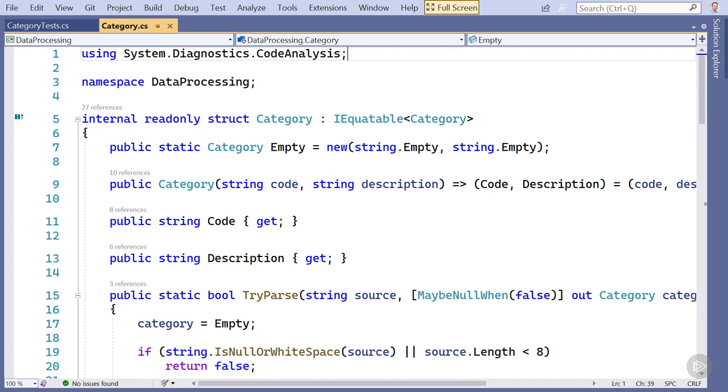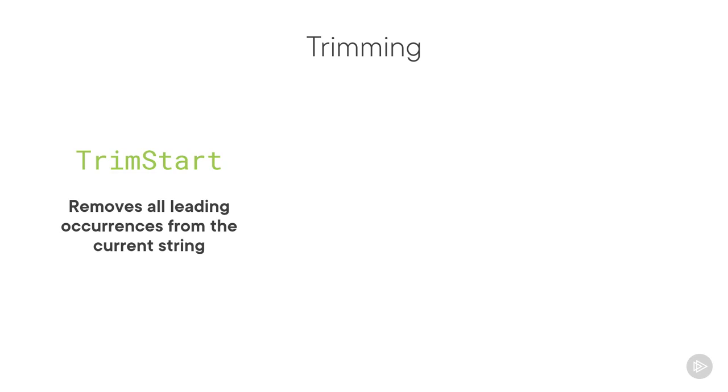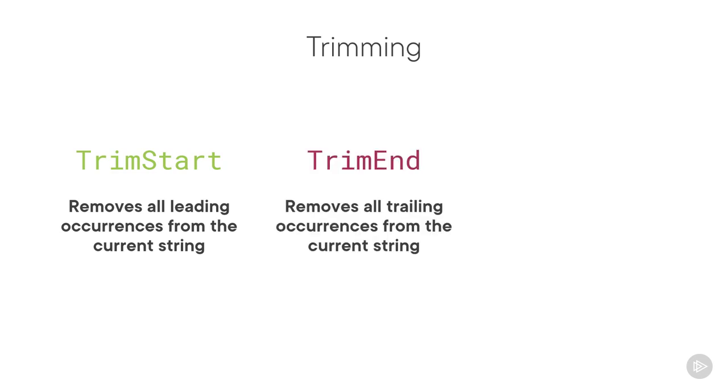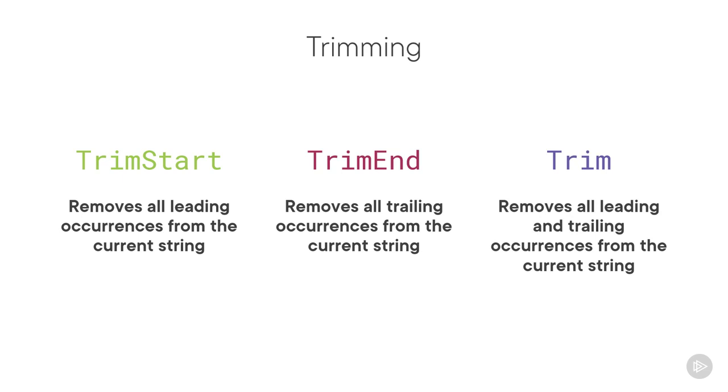One of the most convenient ways to strip whitespace from strings is to use trim methods. There are three related trim methods we can call on a string instance. Trim start can be used to trim occurrences from the start of a string. Trim end can be used to trim occurrences from the end of a string. To trim from both ends, we can use the trim method.